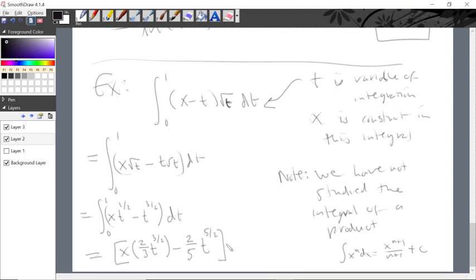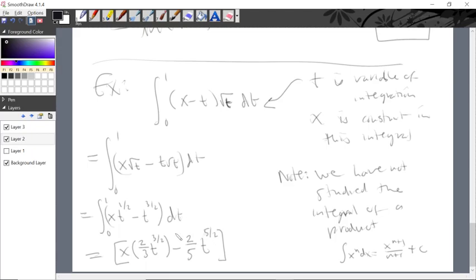Remember, you can always check your antiderivative by differentiating. For instance, the derivative of 2/5 t to the 5 halves, we would multiply 5 halves times 2/5, which would cancel each other out because they're reciprocals, leaving a 1 as the coefficient. And then we would reduce the exponent by 1 to get us t to the 3 halves. The derivative of our antiderivative would get us back to the original. And we would be taking that derivative with respect to t, because we integrated with respect to t.